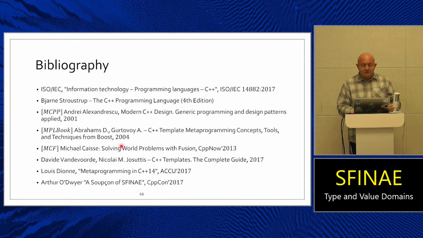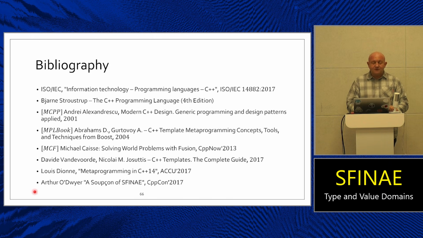And then this talk, one of my personal favorites, Solving Word Problems with Fusion. The Pythagorean distance is taken by me from this talk. Michael Caisse is awesome. And this is an excellent consolidation. And a good and really big, really overwhelming, I would say, book from Vandevoorde and Josuttis, C++ Templates: The Complete Guide, and it is exactly the complete guide.